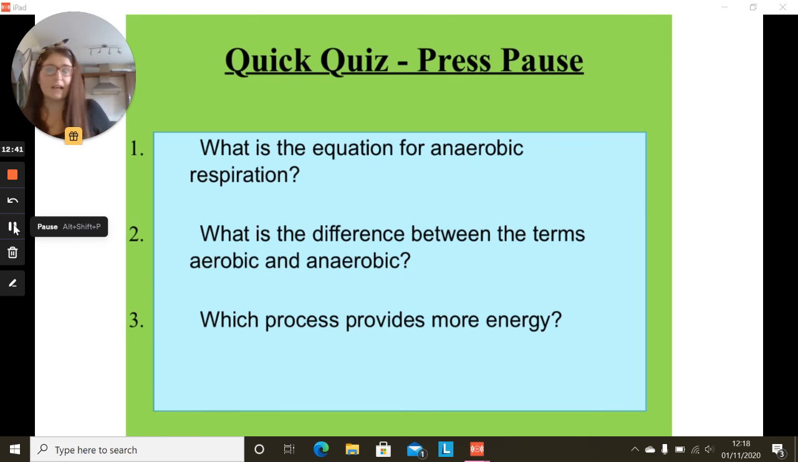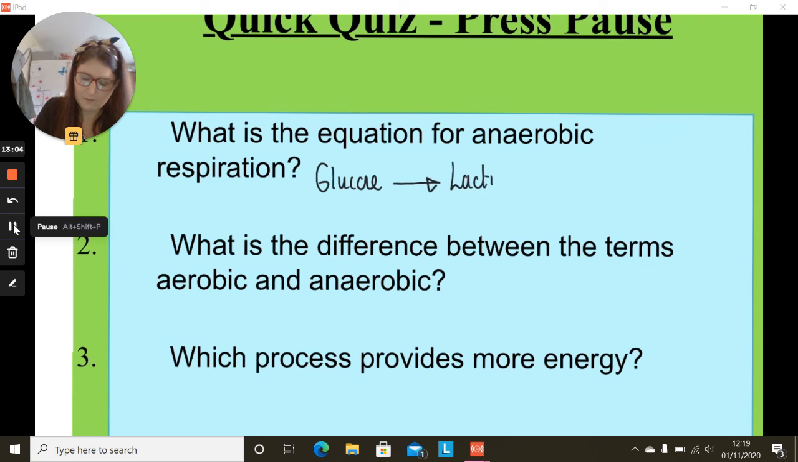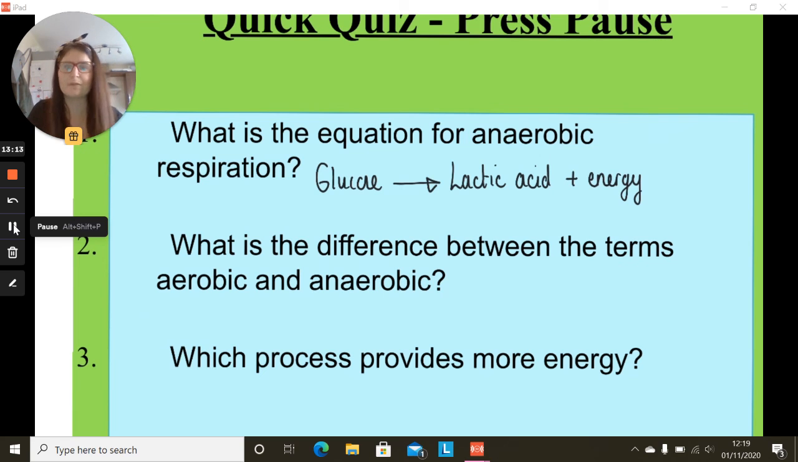So let's get to our answers. What's the word equation for anaerobic respiration? We know our reactant is just glucose on its own, because we're still getting it from our food and our drink. And that is incompletely broken down, which is going to form lactic acid, and it also releases energy, but a lot less energy.